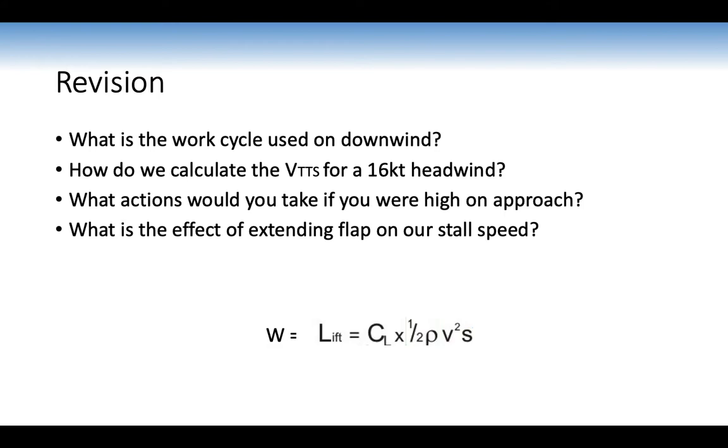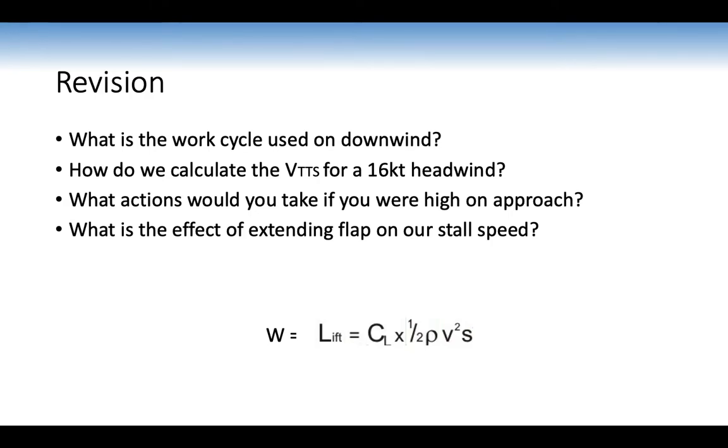So in terms of revision, you can pause the video and work through the revision, but I'll give you the answers now. So what is the work cycle used on downwind? The work cycle used on downwind is you start off with levelling off at 1,000 feet. You're doing your radio call, and then you're doing height, heading, speed, spacing. And you're working through your BRUMFISH, and then doing your approach configuration.